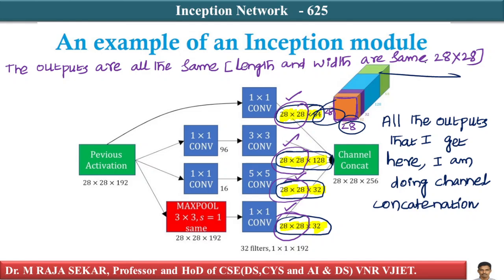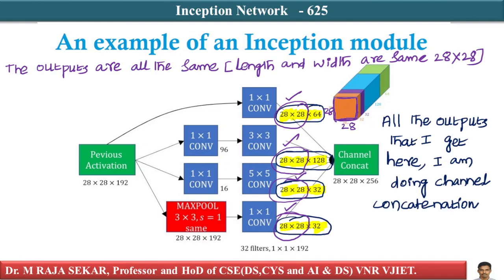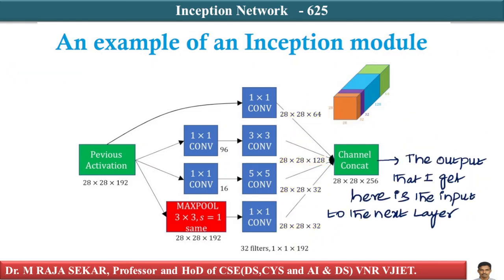Here the outputs are the same in length and width. The channel size is changing, and that is important here. Your length and width are the same, but the channel size is changing. The output that I get here is the input to the next layer, isn't it?